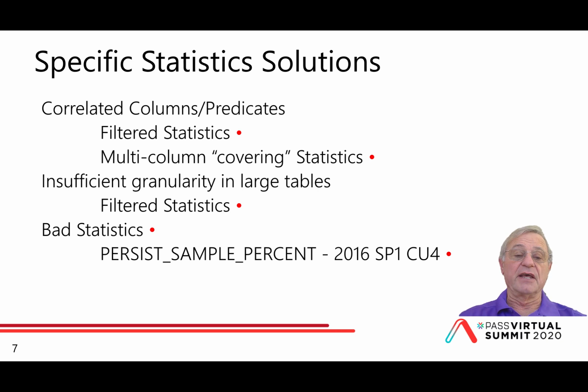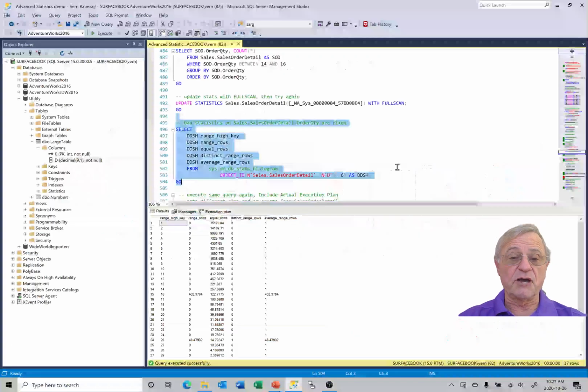A very nice addition to SQL Server 2016 SP1 Cumulative Update 4 is PERSIST_SAMPLE_PERCENT. So if I update statistics and include the parameter PERSIST_SAMPLE_PERCENT, that is a flag that is stuck with that statistics. The next time an automatic update of the statistics takes place, it will use that percentage that I used when I executed it. And let me show you how that works.